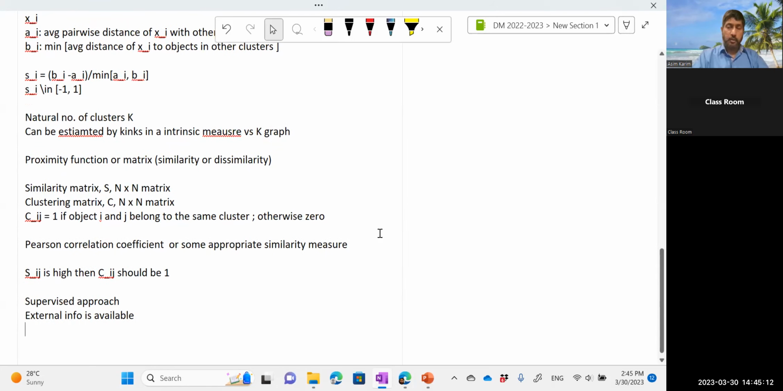You have labels, which are essentially class labels for the objects in the data. So one obvious question is, if you have class labels for the objects in the data, why do you need clustering? So this is only for testing purposes, right?